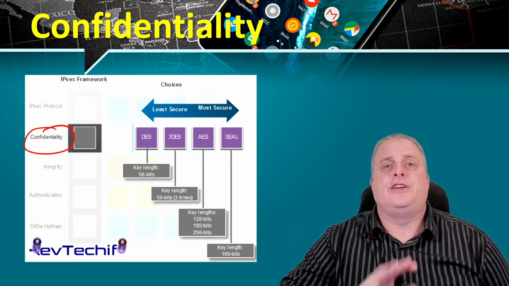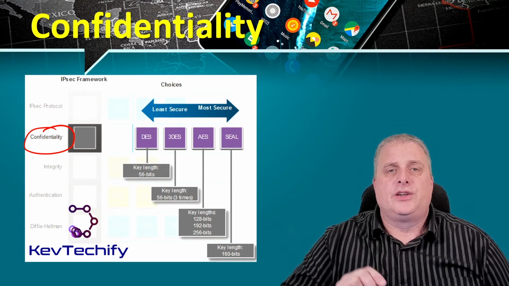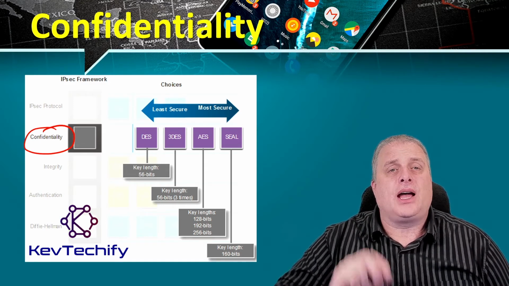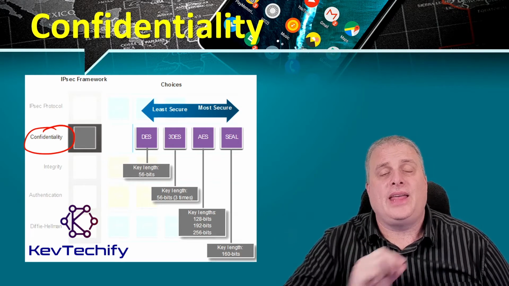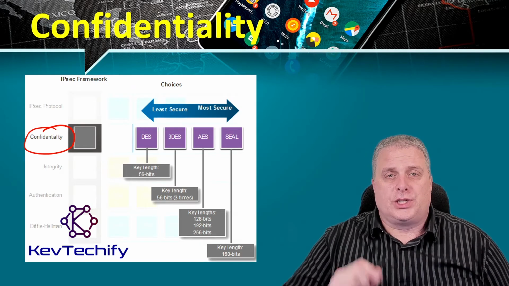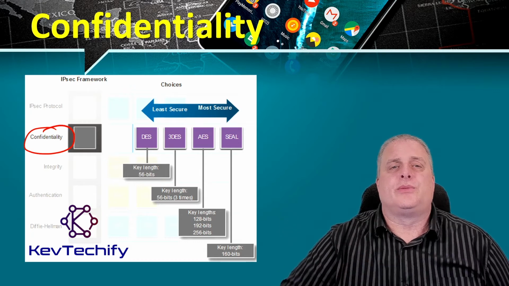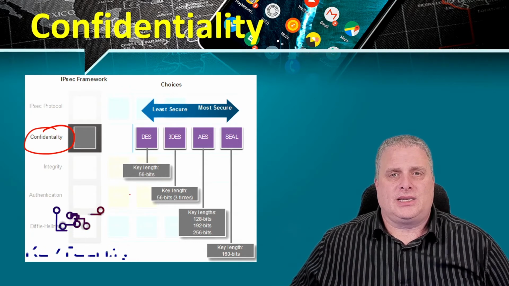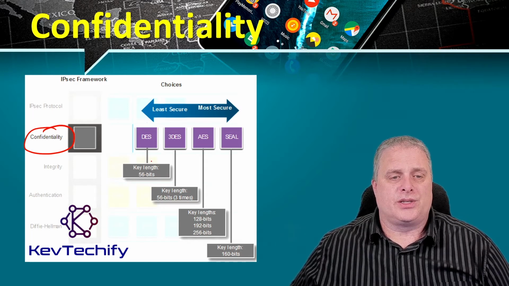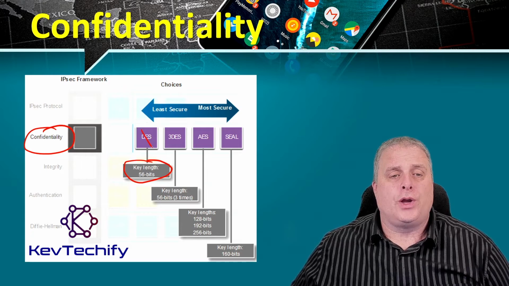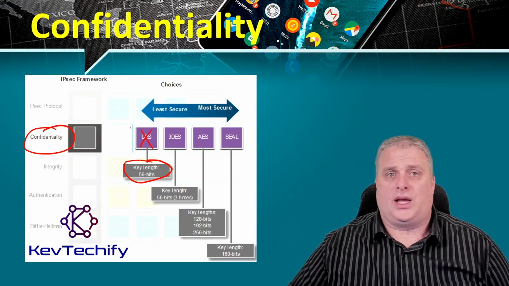Confidentiality is achieved by encrypting the data. The degree of confidentiality depends on the encryption algorithm and the length of the key used in that encryption algorithm. The shorter the key, the easier it is to break. DES uses a 56-bit key and should be avoided. So 56-bit key, very short. You should avoid using DES wherever possible.